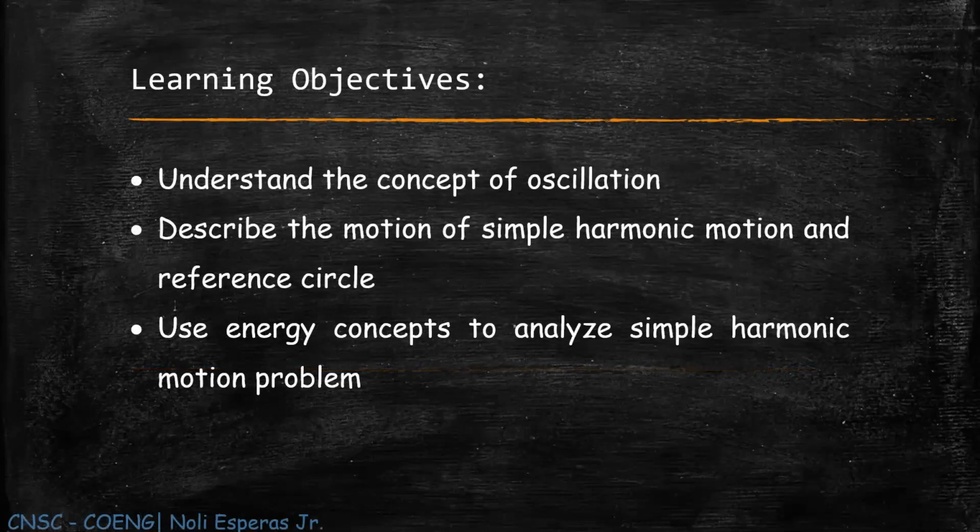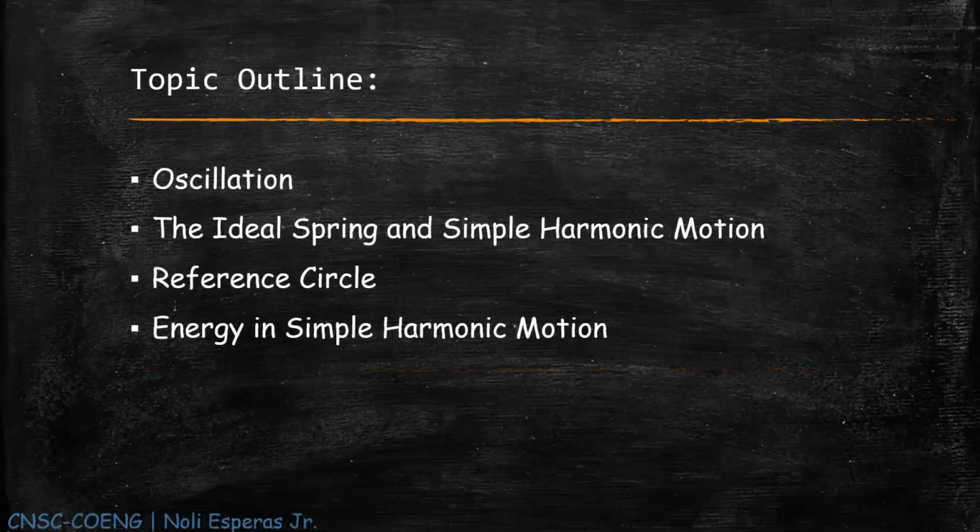Our learning objectives are to understand the concept of oscillation, to describe the motion of simple harmonic motion and its reference circle, and to use energy concepts to analyze simple harmonic motion problems. Our topic outline: we will describe oscillation, and then discuss the ideal spring and simple harmonic motion, and then the reference circle, and finally, the energy in simple harmonic motion.